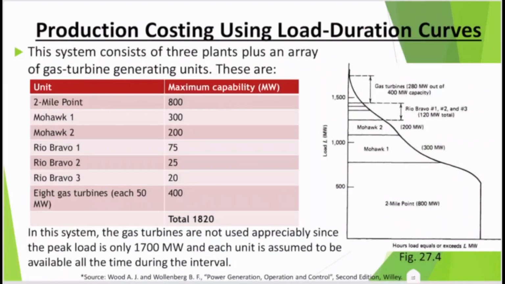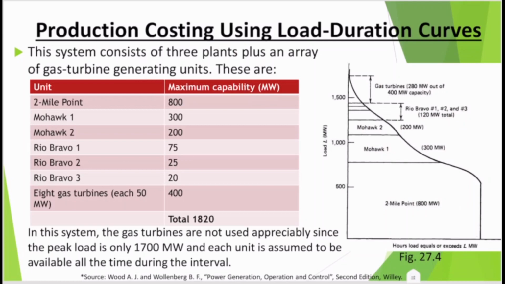Now, let us expand that same example. We have different units, unit number 1, 2. The standard textbook from which we have taken this example is Wood and Wollenberg, where you have 2 units of 800 megawatt capacity, Mohawk 1, 2, Bravo 1, 2, 3, and 8 gas turbines of 400 megawatts. So there is a total of 820 megawatt available to me, and that needs to be accommodated in this characteristic.